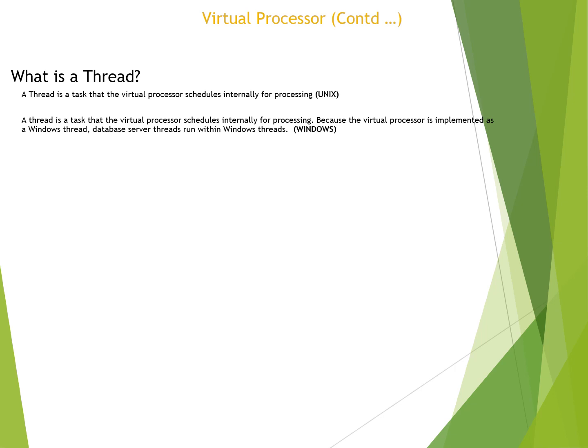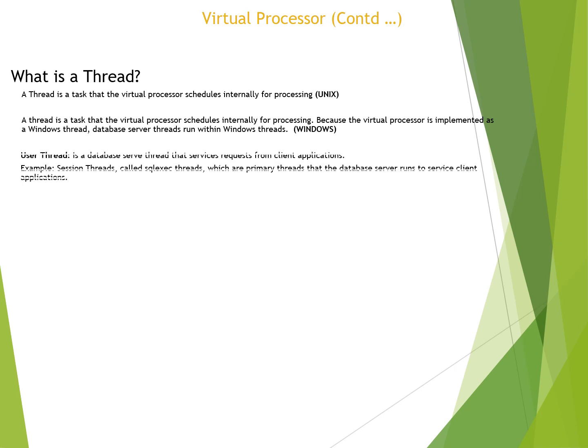What is a thread? If you come to Linux or Unix, a thread is a task that the virtual processor schedules internally for processing. If you come to Windows, a thread is a task that the virtual processor schedules internally for processing, because the virtual processor is implemented as a Windows thread. Database server threads run within the Windows thread.